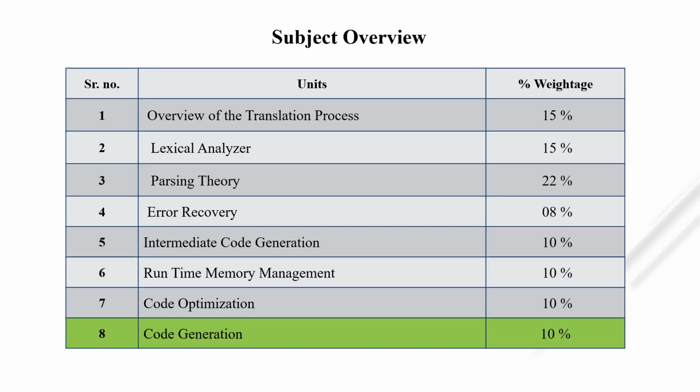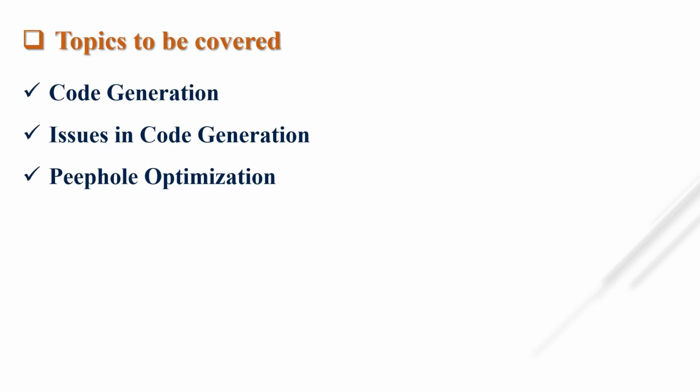So we already completed a total of 7 units. Now we proceed with unit number 8, that is code generation. The topics covered in this video, which are most important for your examination, are: what is code generation, issues in code generation, and the characteristics and types of peephole optimization.